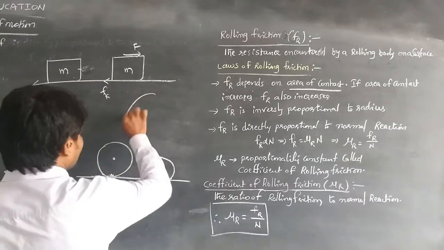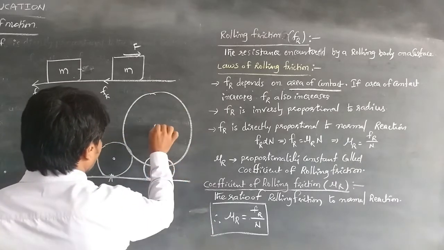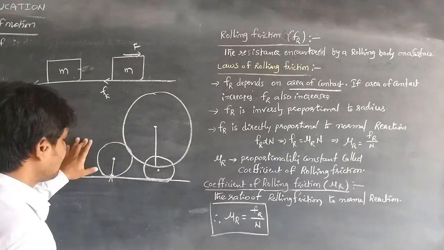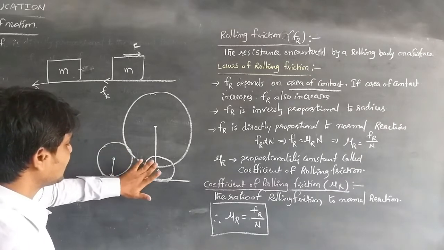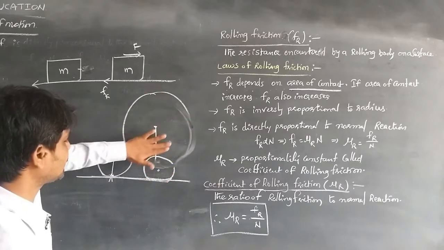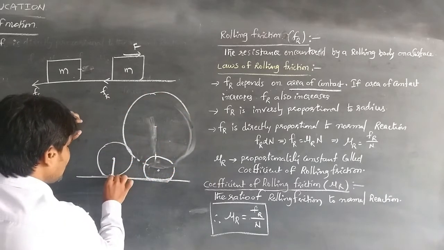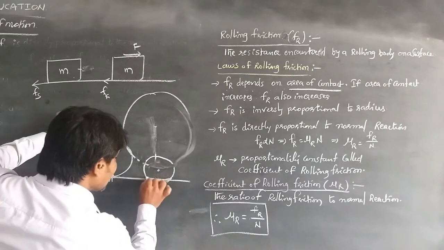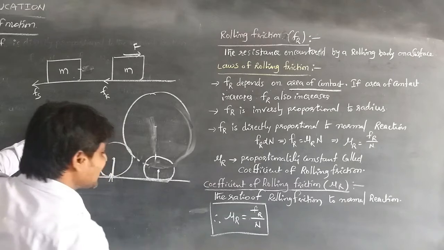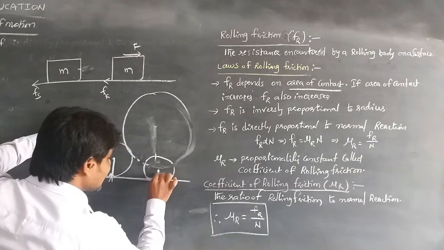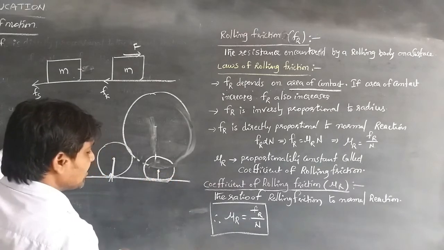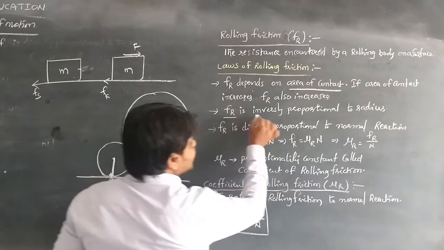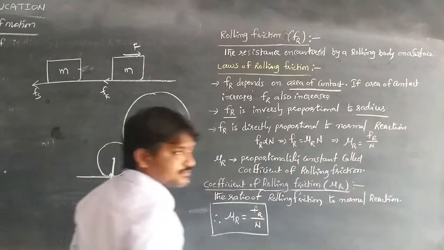It means if the radius is more, this is the best example. If the radius is more, the frictional force is less, the rolling frictional force is less. If the radius is less, in this case the radius is less, so that's why we can say that the rolling friction is more. So the rolling friction is inversely proportional to the radius.